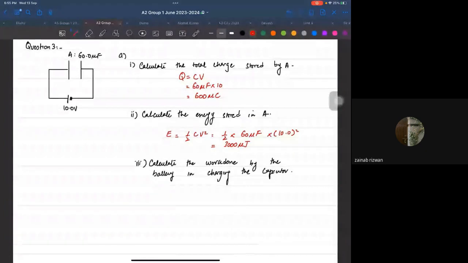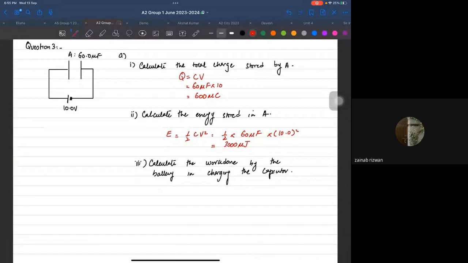Who got this? No, that's not correct. The correct answer is 6,000. Very good, Aisha. Because I told you that the work done by the battery is voltage times the charge only, which means voltage is 10, the charge is 600 microcoulombs. So the total work by the battery would be 6,000 microjoules.